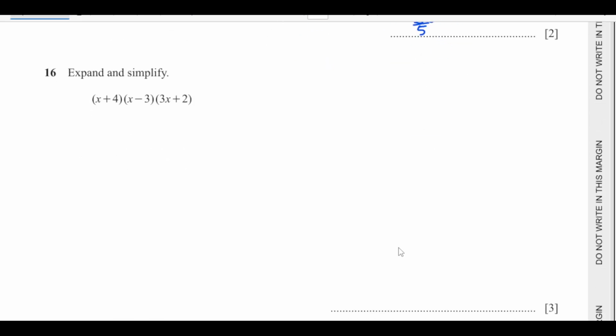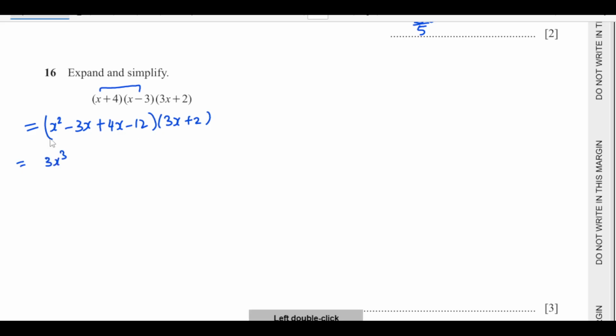Now expand and simplify. Just again we have 3 different brackets here. We are going to multiply one by one. So I'll start with this here. So x times x is x squared minus 3x, then 4x minus 12. Then we have 3x plus 2. Okay, so then it is 3x cubed, x squared I am multiplying, then plus 2x squared minus 9x squared.